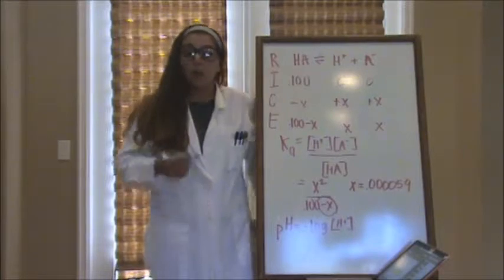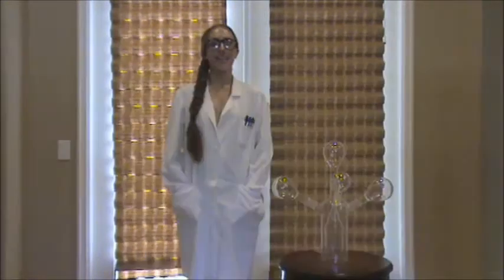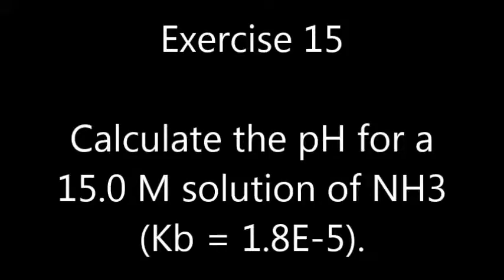You may be wondering, what if it's a weak base? Well, Olivia has a problem just for that. Thanks, Maddie. Now we're going to do exercise 15. Here it is. Calculate the pH for a 15.0 molar solution of NH3. Kb equals 1.8 times 10 to the negative fifth.